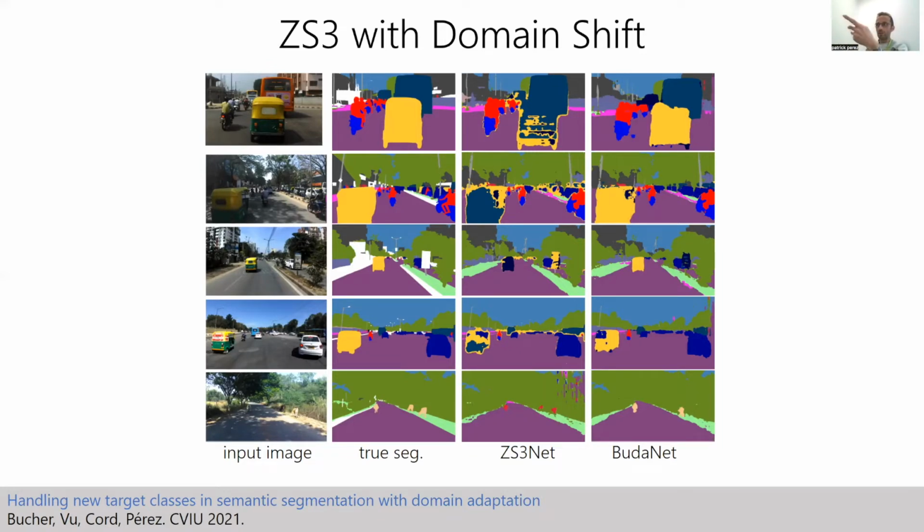So in this case, what you see here, in the rightmost column, are results of semantic segmentation, where the model has been trained with annotated Cityscapes and unannotated IDD, the Indian dataset, for which you have new classes, in particular the tuk-tuk, the rickshaw vehicle here.